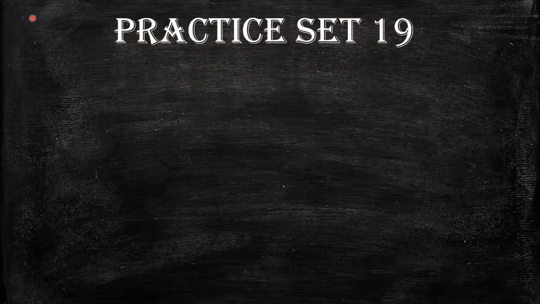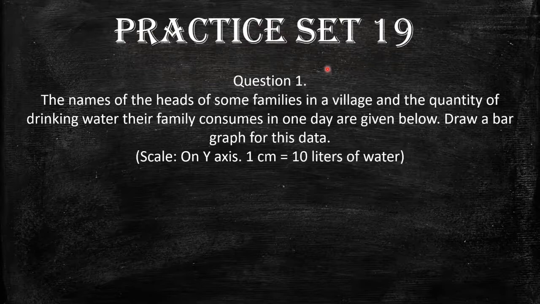Students, now we will discuss practice set 19. Question number 1. The names of the heads of some families in a village and the quantity of drinking water their family consumes in one day are given below. Draw a bar graph for this data. Here on the scale, on the y-axis 1 centimeter should be 10 liters of water.